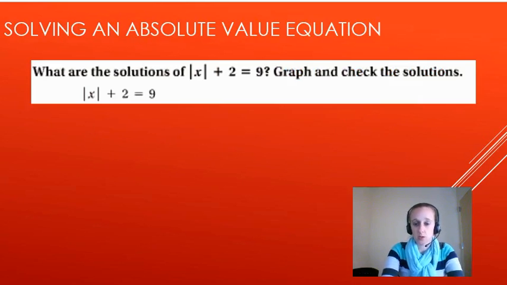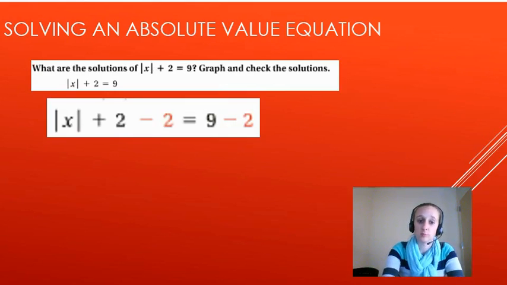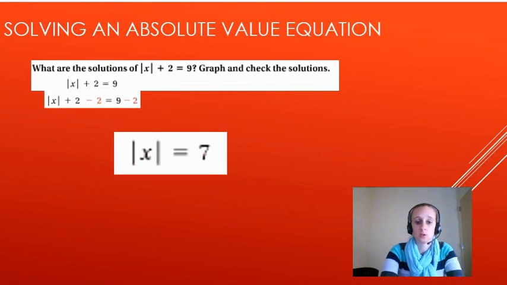Solving an absolute value equation. What are the solutions of the absolute value of x plus 2 equals 9? Graph and check the solutions. So in this case, we're going to solve this problem the same way we would solve any of the other equations we have. We're going to work backwards. So you need to subtract 2 from both sides, and you'd be left with the absolute value of x equals 7.